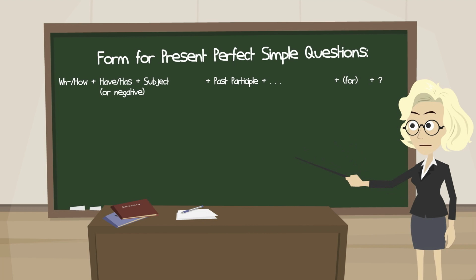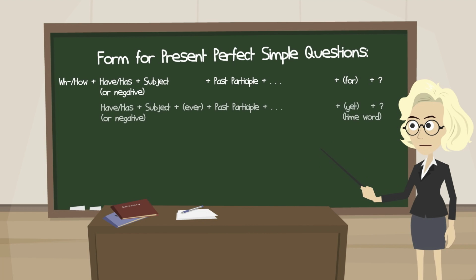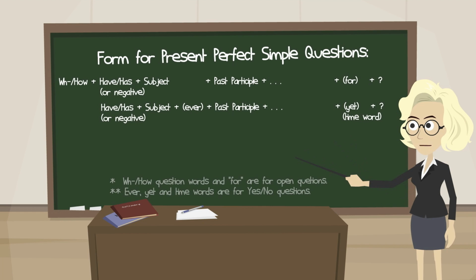For yes/no questions, the form is have, has, or their negative form plus the subject plus ever, which is optional, plus the past participle plus whatever you want to say plus yet or a time word. Again, these are optional. Remember, WH and how question words and for are for open questions. Ever, yet, and time words are for yes/no questions. Let's have a look at some examples.